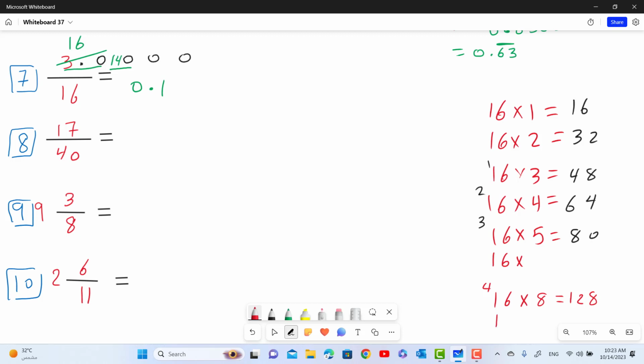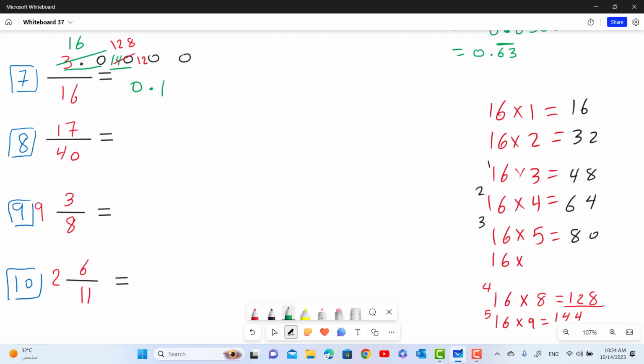Okay, what about 16 times 9? 6 times 9 is 54, 4 down and 5 up. 9 times 1 is 9 and 5 is 14. 144, we need 140. Then we take this 128. We make it 128. How many left? 140 minus 128 will be 12. Then we put here 12.